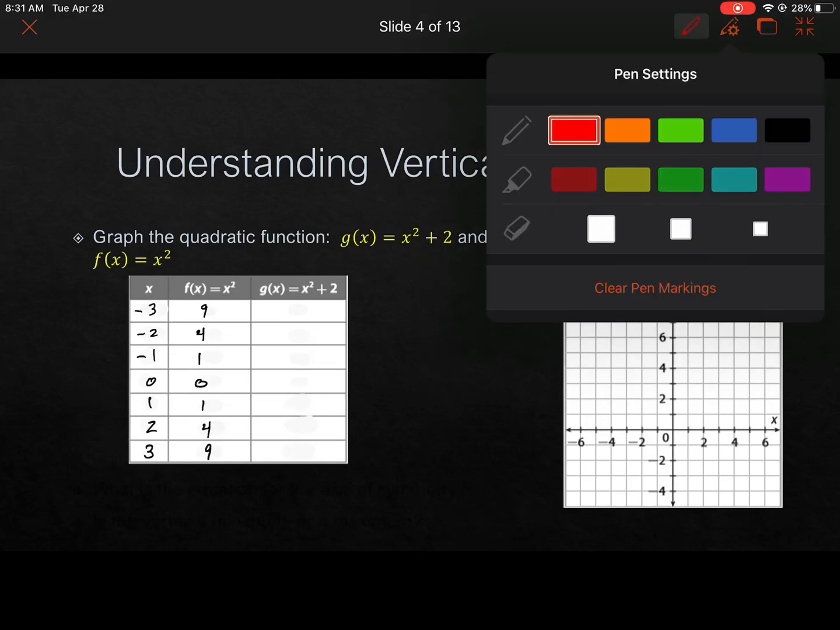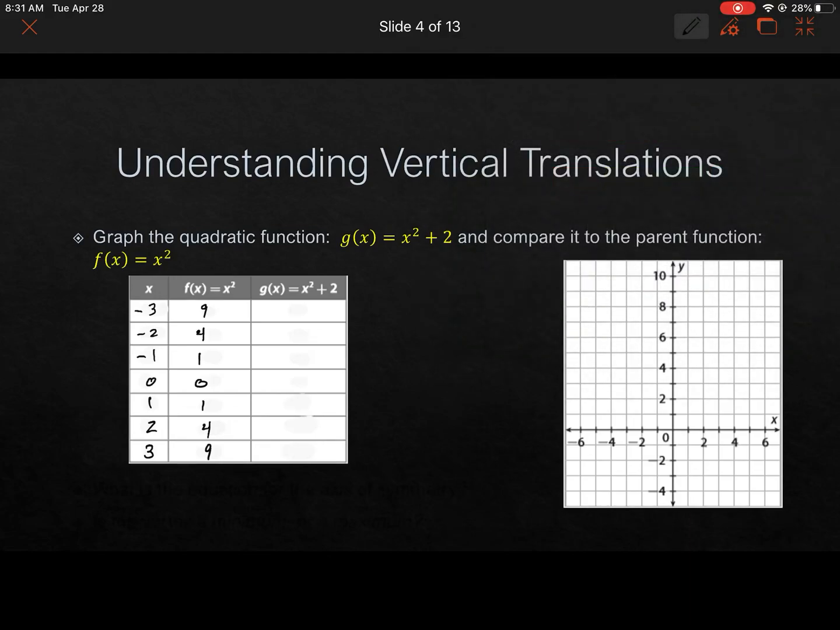Now, when we start to plug in our values, actually, let me stop there for a second. Let's graph this real fast because we're going to compare it. So 0, 0, 1, 1, 2, 4, 3, 9, and then the mirrored points on the other side. All right, and when I sketch this, I just want to be as smooth as possible. No sharp angles. These are not absolute value. So it's not a V, it's a U, or a parabola.